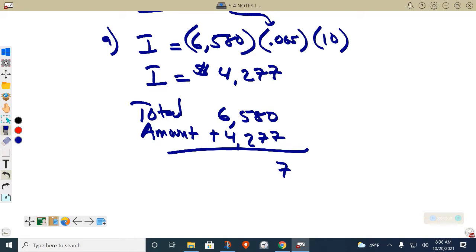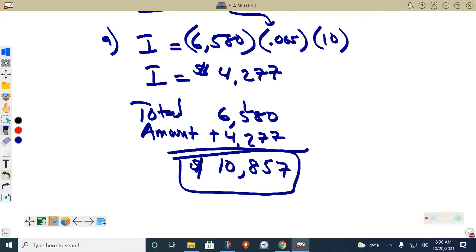Let's see, 8 plus 7 is 15. We got 8. $10,857 is the total amount. So notice what I did. I added the principal plus the interest. It's easy. You can find this so easy. Can you already tell it's pretty easy?